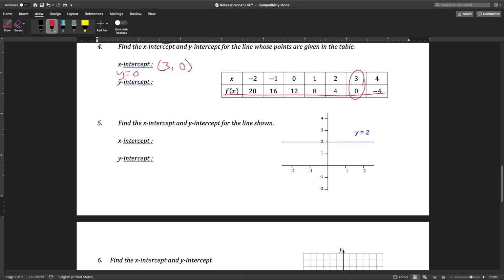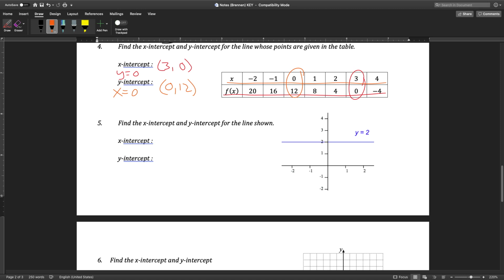I'm looking for my y-intercept. I'm looking for where x is equal to 0. So I look at my x line, trying to figure out where it's equal to 0. It's equal to 0 right there. That tells me that my y-intercept is 0, 12.